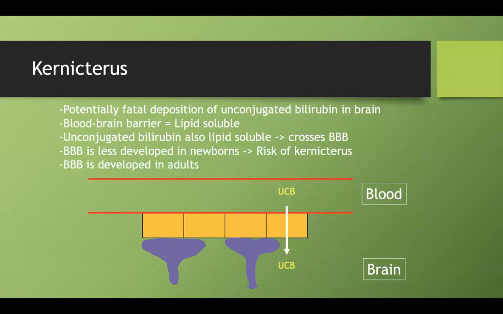If you have unconjugated hyperbilirubinemia in adults, let's say somebody has Gilbert's disease and they're going through a stressful episode where their unconjugated bilirubin is mildly elevated, it's very, very, very unlikely to cause kernicterus because their blood-brain barrier is developed enough that it's not going to allow some of these lipophilic substances like unconjugated bilirubin into the brain.